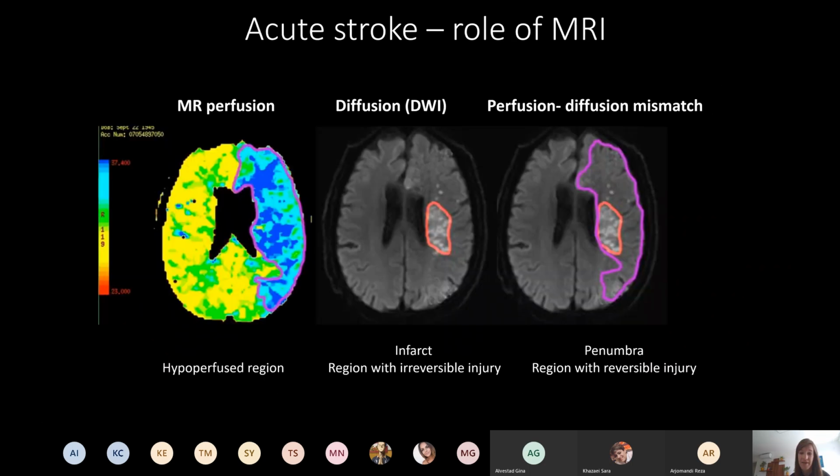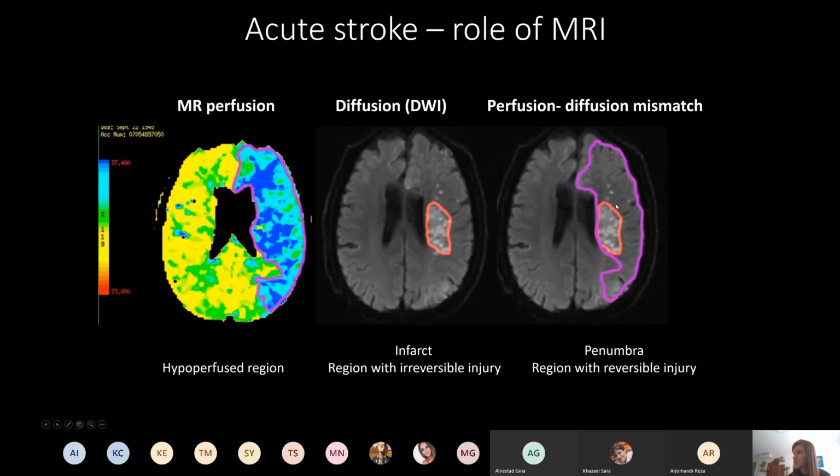Okay, and the role of MRI in acute stroke. This is where you need to know a little bit about diffusion imaging. As I mentioned, diffusion MRI can show you the infarcted area with the cytotoxic edema, and that part is already irreversibly injured, so that cannot be saved. That's already dead. And if you perform MR perfusion as well, MR perfusion can show you the whole area in the brain which is hypoperfused, including the region which can be saved and the region which cannot be saved.